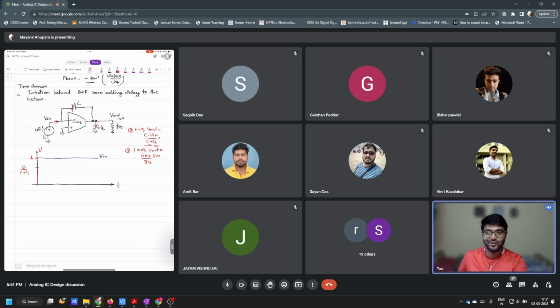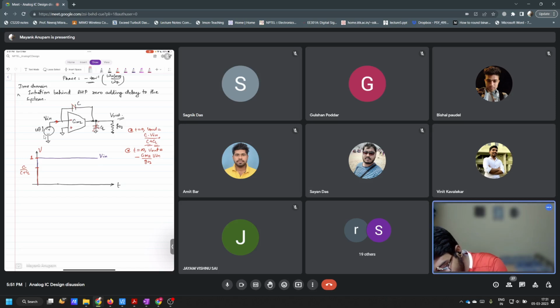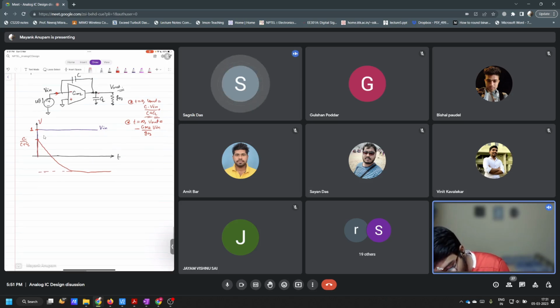No, it is not correct. There will be a minus sign here, isn't it? Yes, sir. There is a minus sign here, so there will be a minus sign here also. Cool. So at t is equal to infinity, it will discharge in some fashion and it will become something of this kind. Understood? So this will be minus gm2 by go2, correct?